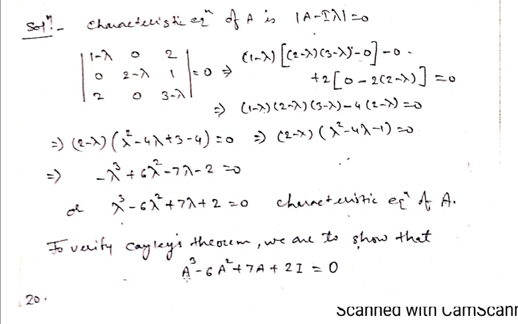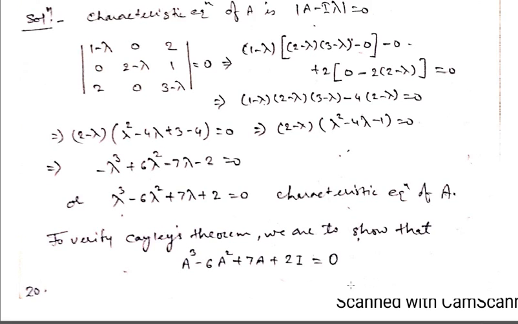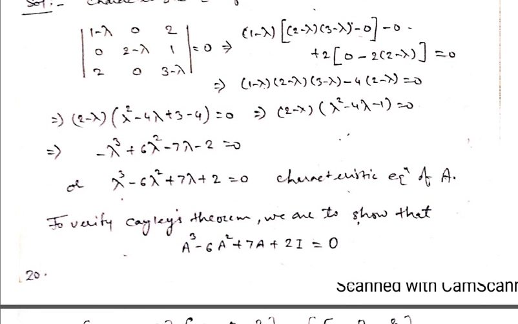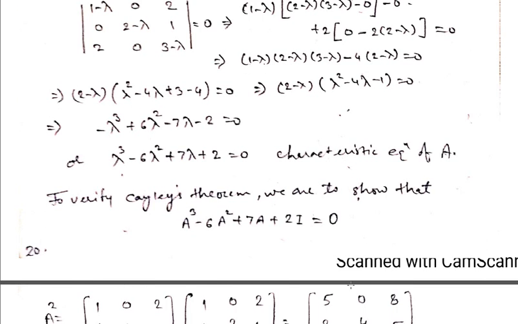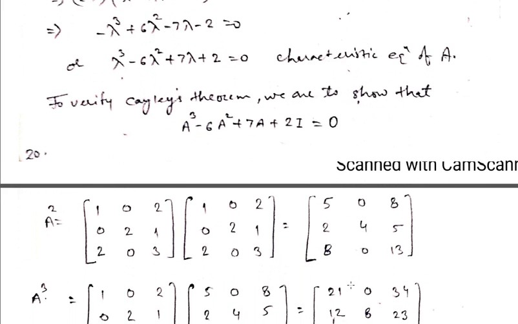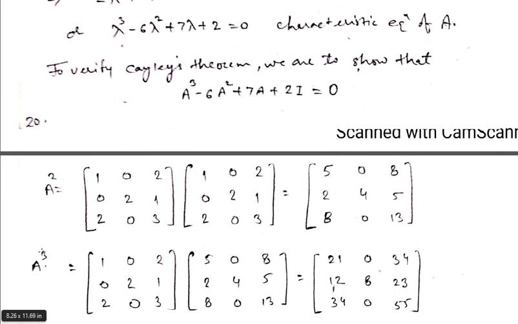So for that, first we calculate the values of A cube and A square, put those into the left hand part of this expression and obtain the right hand part. If we successfully obtain the right hand part, it means this matrix satisfies Cayley's theorem. So first we find A square with matrix multiplication. We all know how to multiply matrices.